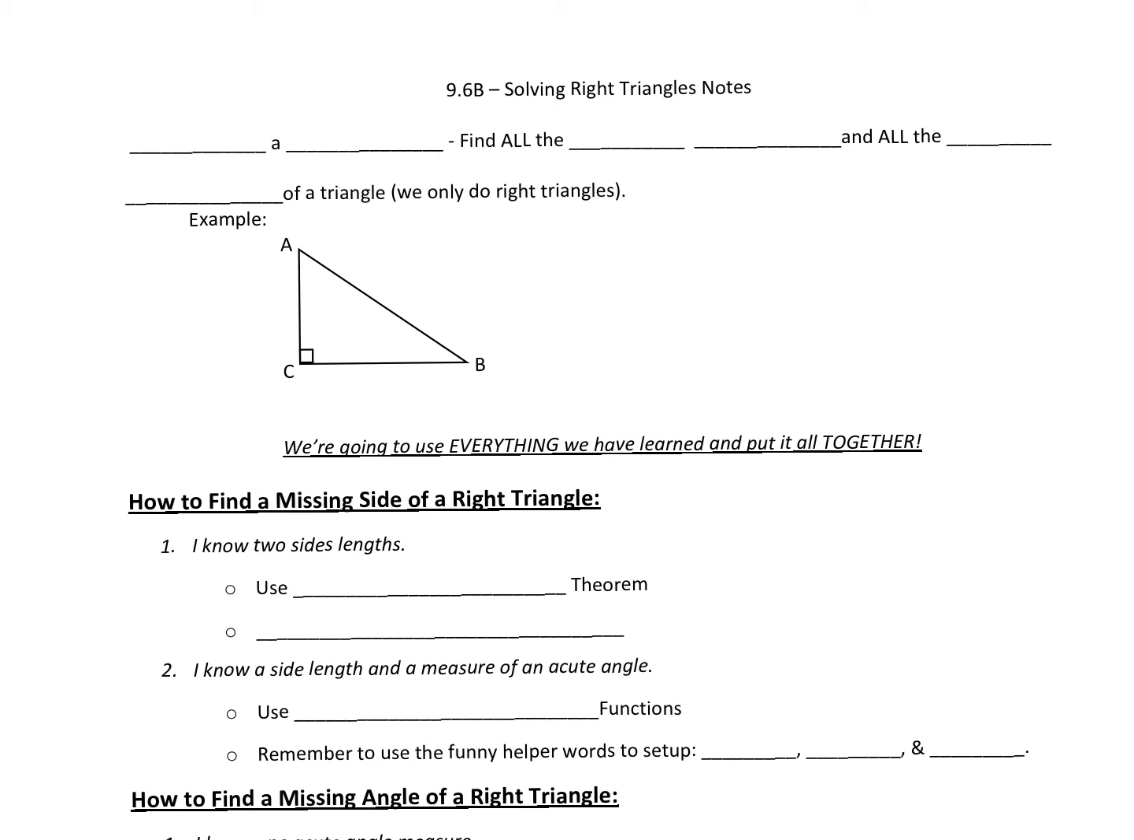9.6b, we are continuing with our inverse trig functions, trying to find the angle that is given to us. So solving a triangle, first we find all the angle measures, and then all of the side lengths.